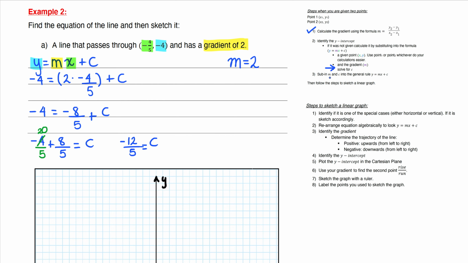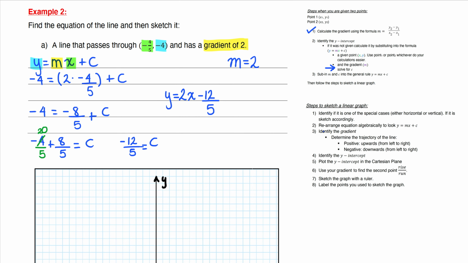Now what do we have to do? Sub into my general rule. So what do I have to sub in? y is equal to m. What is m? 2. Now the general x minus 12 fifths. Wonderful. Okay, fantastic.